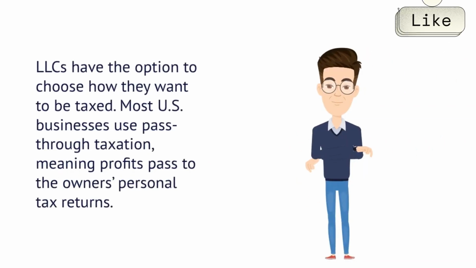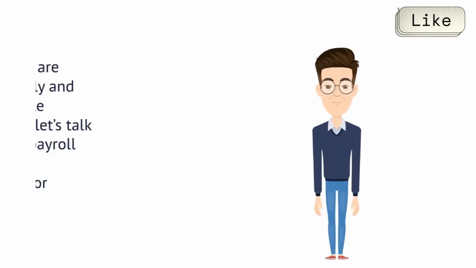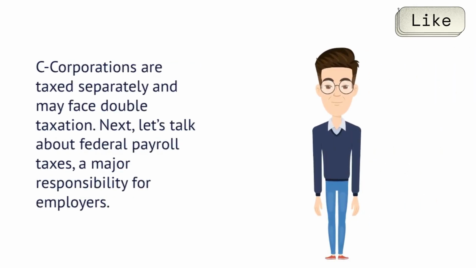LLCs have the option to choose how they want to be taxed. Most US businesses use pass-through taxation, meaning profits pass to the owner's personal tax returns. C corporations are taxed separately and may face double taxation. Next, let's talk about federal payroll taxes, a major responsibility for employers.